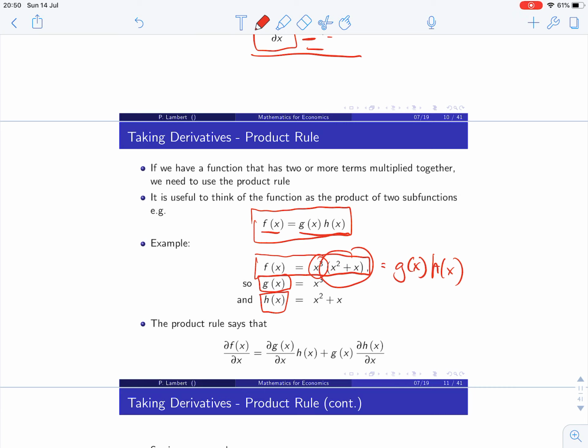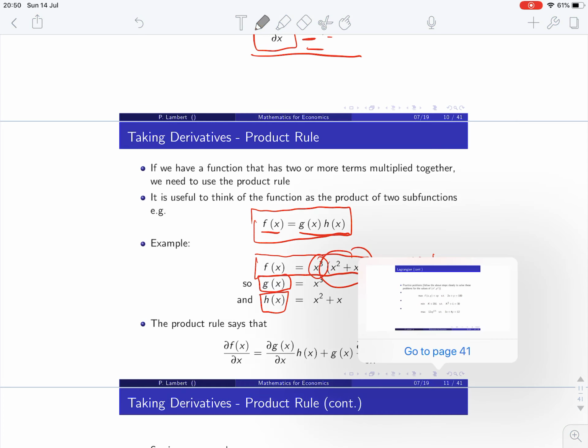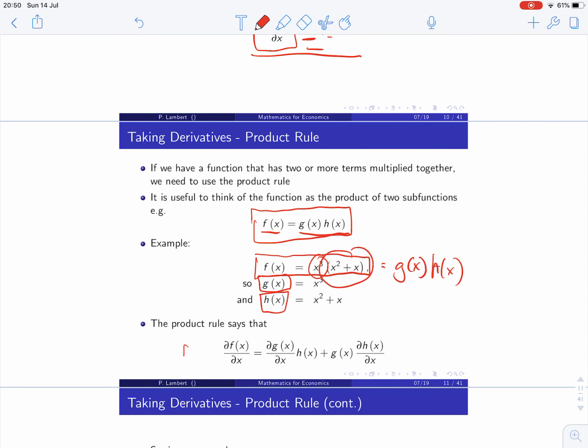The product rule simply states that if we have a situation where our initial function can be written in terms of the product of two other functions, the derivative of that initial function is given by the derivative of the first subfunction times the second subfunction underived, plus the first subfunction underived multiplied by the derivative of the second subfunction. So in this case, let's move to the next slide to solve this particular problem.